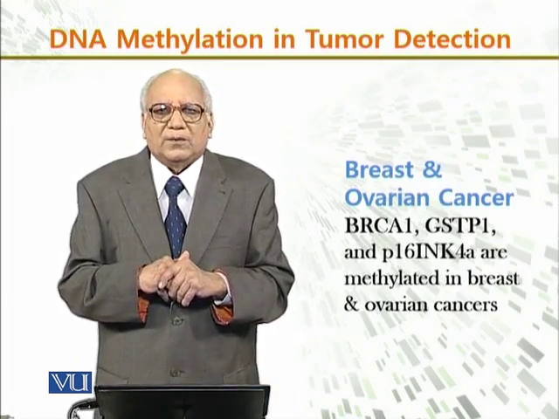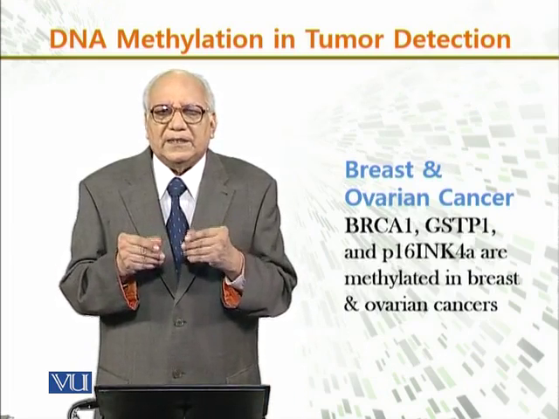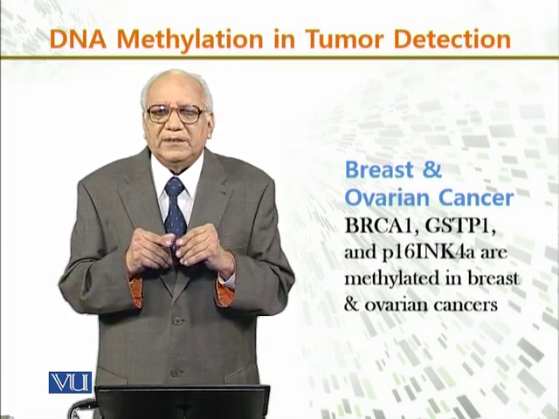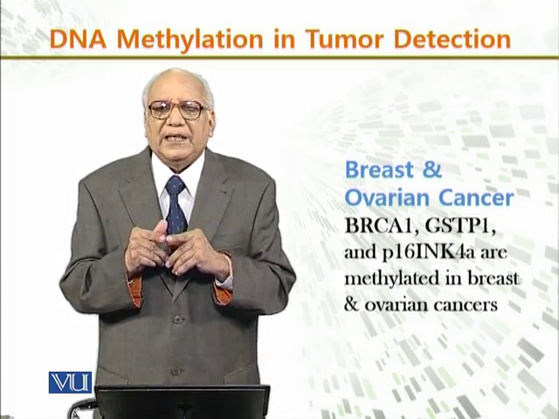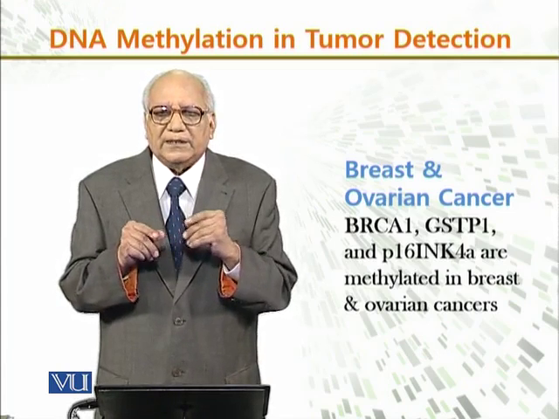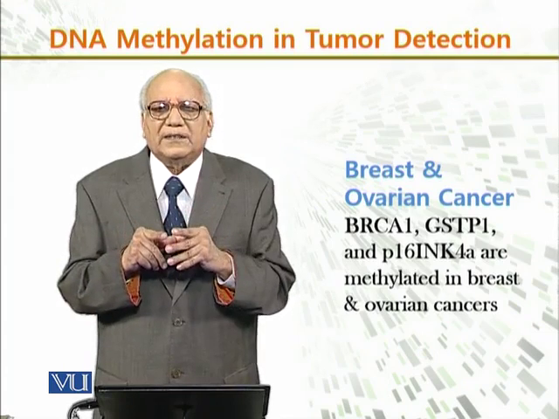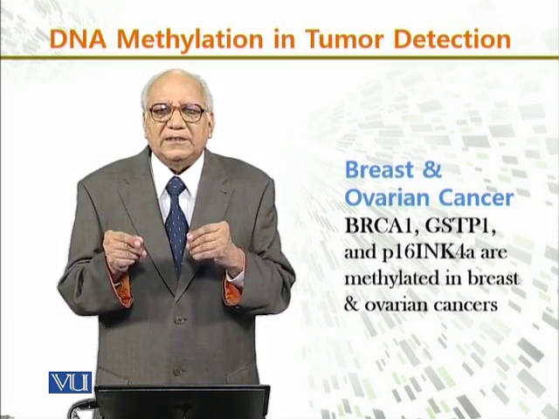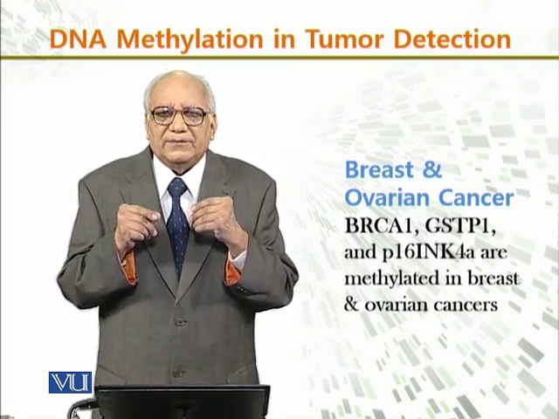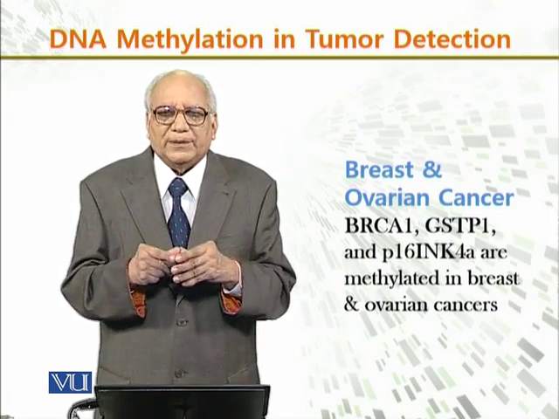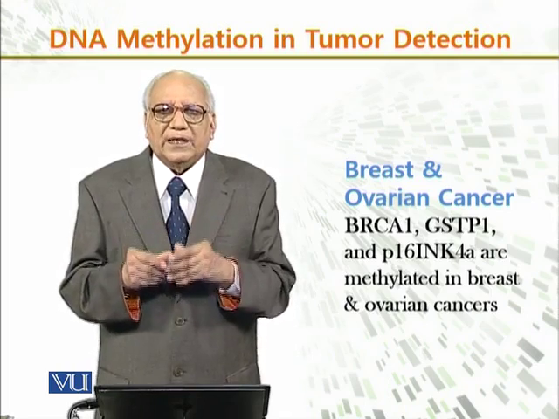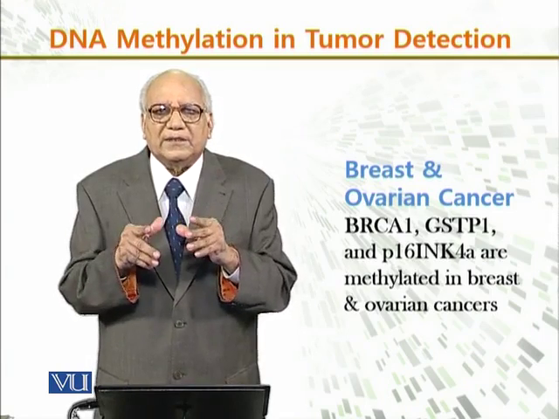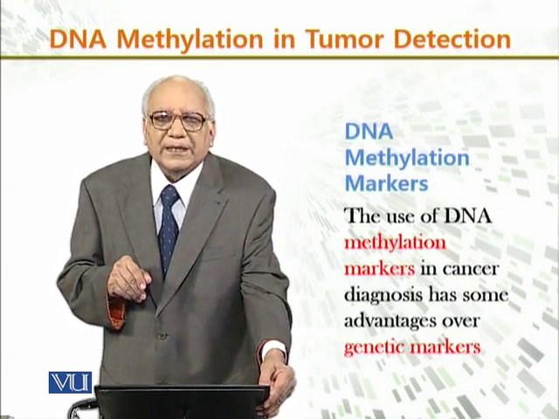Now, in breast and ovarian cancer, BRCA1, GSTP1, and P16INK4A are methylated. If we find these genes methylated in a human tumor sample, we can take this as an indication of breast and ovarian cancer presence in the human being.